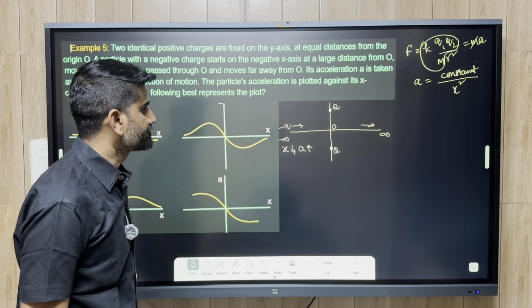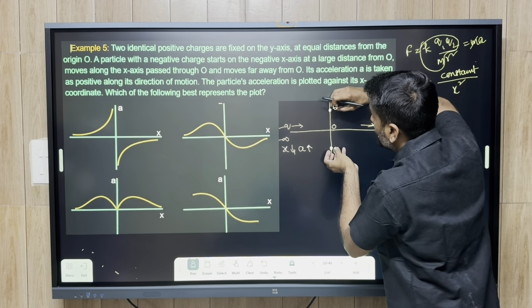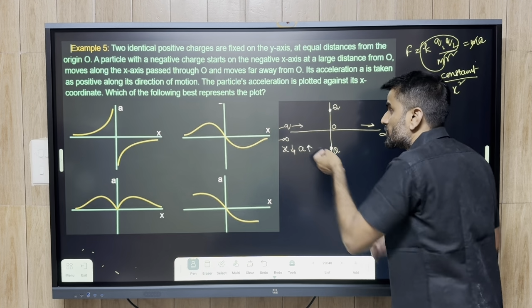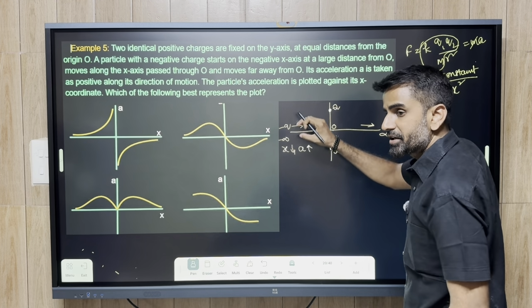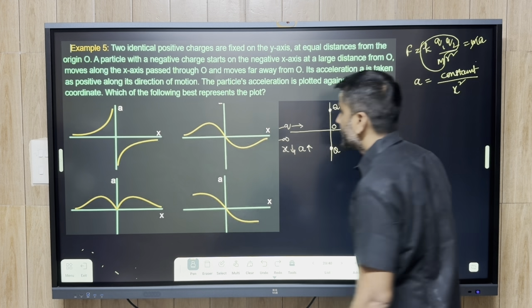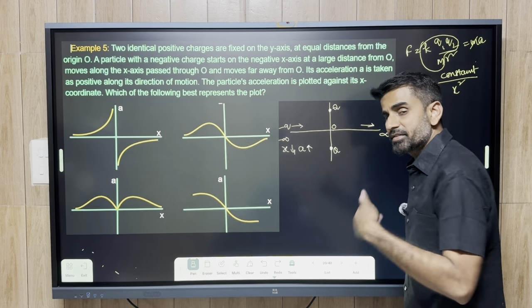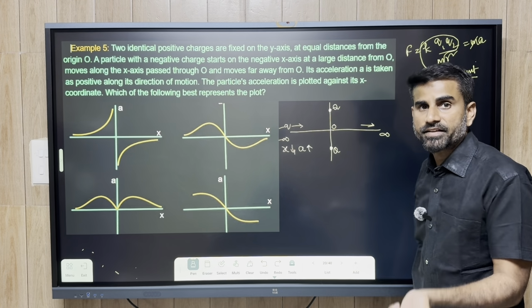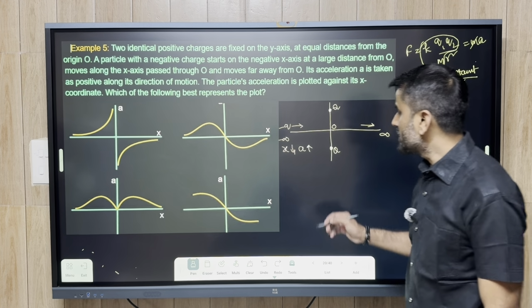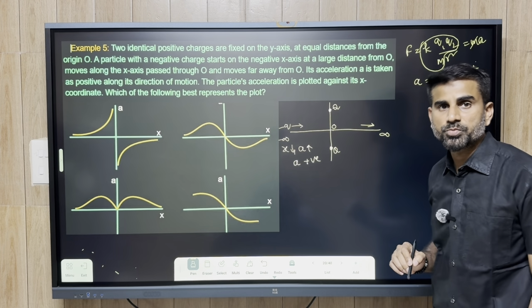As you can see, these two are positive charges, as mentioned in the question, and this is a negative charge. As it is moving towards the origin, these two charges are exerting more and more attractive force on this negative charge. As the separation is decreasing, the force is increasing, and the acceleration is also increasing in the same direction. That means acceleration A in this portion is positive.